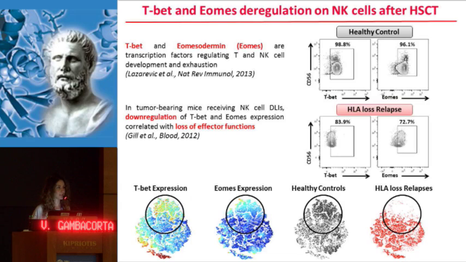In line with this hypothesis, we collected very preliminary results showing that NK cells of HLA loss patients display lower frequency of both T-bet and EOMES, two transcription factors shown to be fundamental not only for immune cell fate determination, but also tightly linked to functional exhaustion.